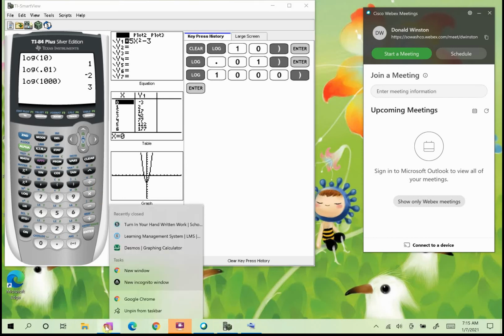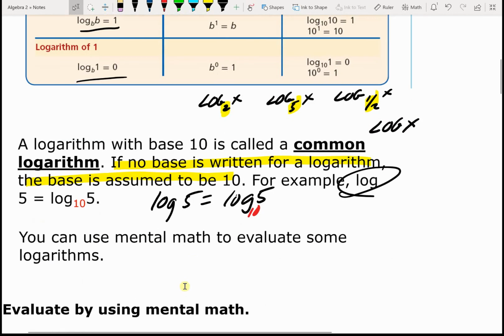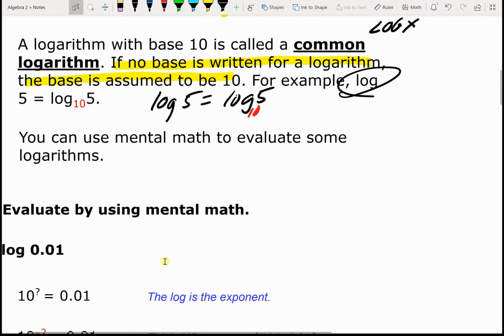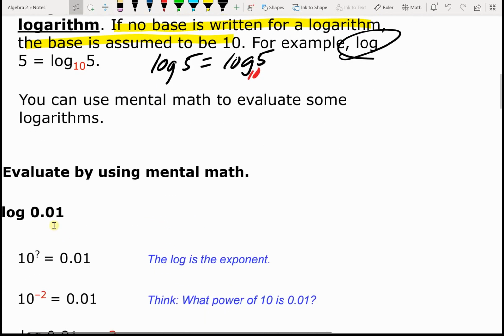Right, so let's go back. You can use mental math to evaluate some logarithms. So again, log base 10 of 0.01, well, I just did that. That's -2, because 10 raised to -2 is equal to 1 over 100, or 0.01.